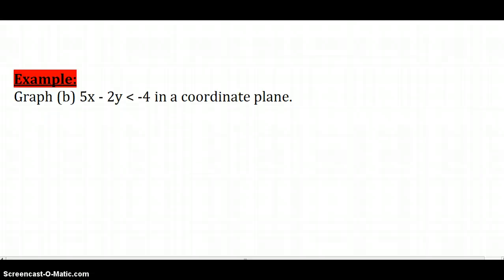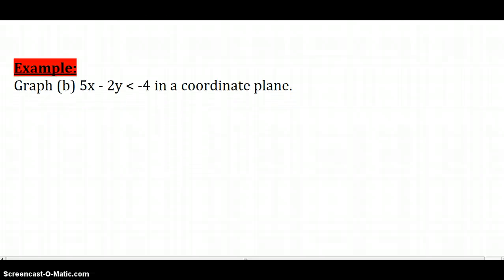So I want you to go ahead and graph this one in your notes. It's not an absolute value, it's just a line, and make sure you do your shading because it's an inequality.